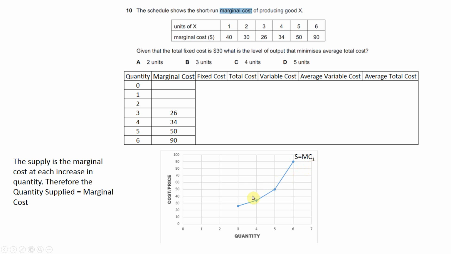Okay, so in the future we will have more and more curves that we will add to this and form the market supply curve. But this is the first. That's why we have MC equals 1. Supply is equal to marginal cost of the first firm.